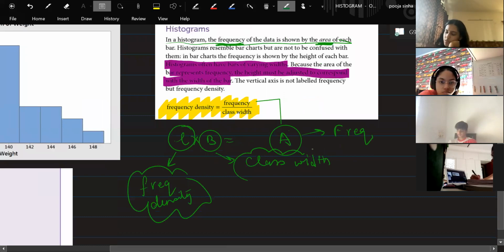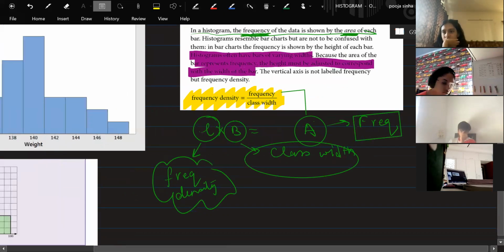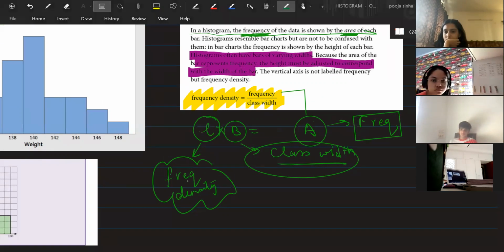Now how to use this, that I'm going to tell you. Area is equal to length into breadth. That area is nothing but the frequency, as we understood from here. Area is the frequency, right? So area of a rectangle is length into breadth. That breadth will be the class width, but the length will be the frequency density. Okay, so I will make you understand this with one question.